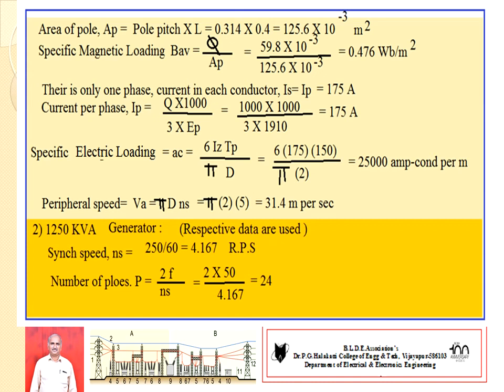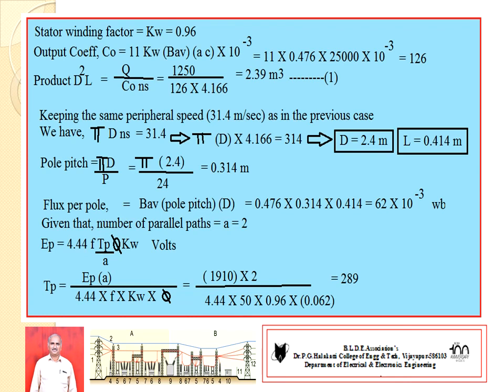Ns equals 250 RPM is given. This is the data of the 1250 kVA generator you take. So it becomes 4.16 RPS. Number of poles 24. Again assume winding factor as 0.96. Determine output coefficient as usual. C0 equals 11 times kW B average AC into 10 to the power of minus 3. You substitute the values directly, and we are going to get 126.